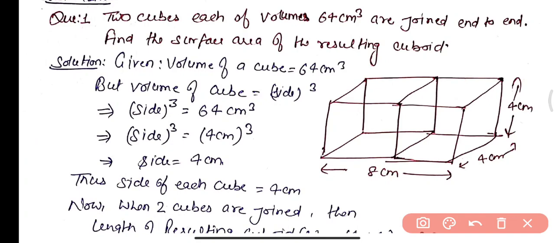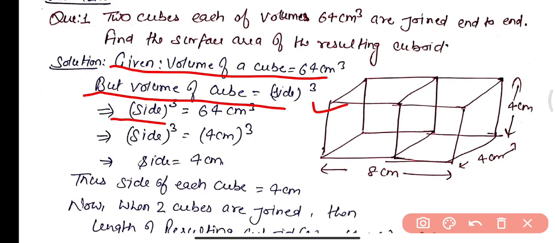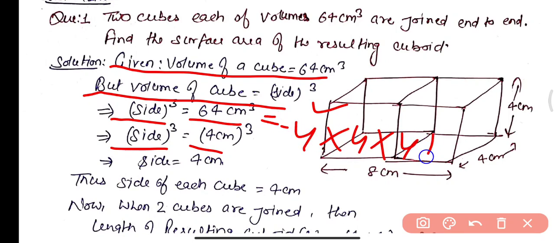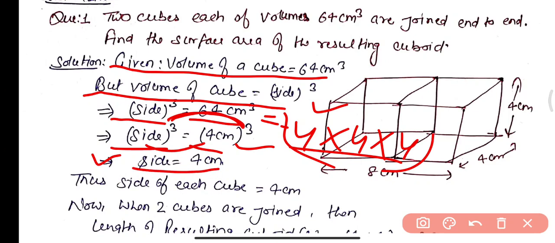So now we are given the volume of each cube as 64 cm cube, but we know that volume of cube is side cube. So therefore side cube equals 64 cm cube, or we can write it as side cube equals 4 cm whole cube. As we all know that 64 can be written as 4 into 4 into 4, so we can write it as 4 cube. As the powers are same, the base can be equated. We can compare the bases. So that side will be 4 cm. So here side is 4 cm.